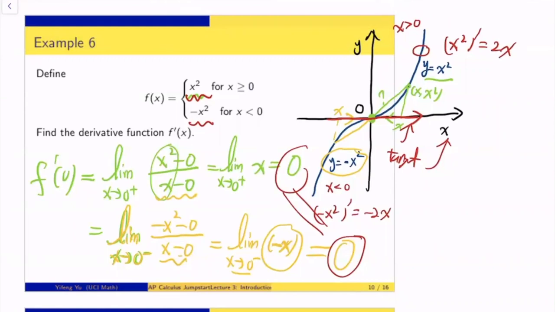As a summary, what's the derivative? The derivative equals 2x when x is positive, negative 2x when x is less than zero, and zero when x is zero. Okay, it's continuous.